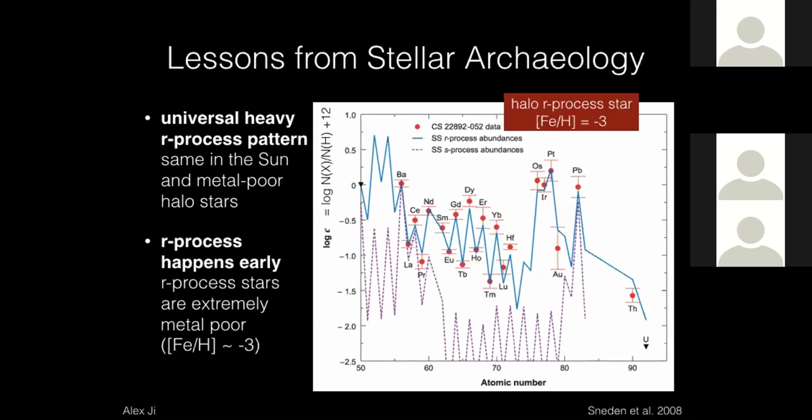And the other thing that we learned is that the R process happens early, because we see these stars and they're extremely metal poor, about 0.1% of the sun's heavy element content, but they have these R process elements. And so there were lots of arguments based on studying these sorts of stars about whether neutron star mergers or supernovae were the more likely R process site.